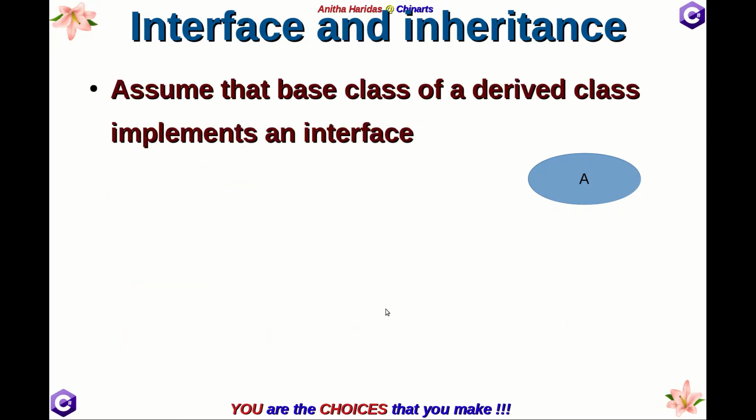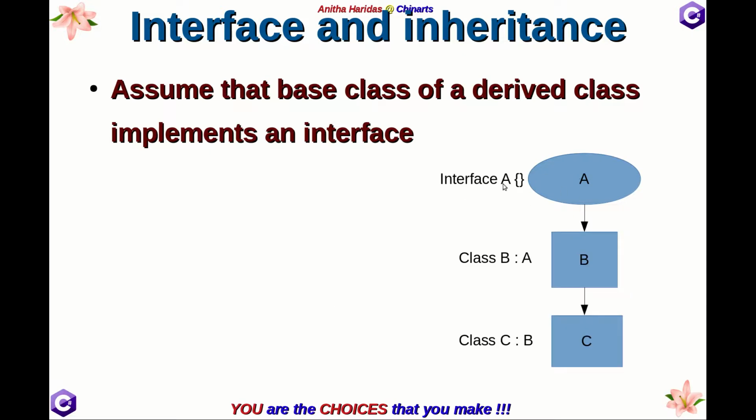And another very important thing you have to remember in interface and inheritance. Assume that a base class of a derived class implements an interface. Let us take this example. A is an interface, B is a class that is inheriting A, and C is another class that is inheriting B. So which is the base class here? B is the base class. Which is the derived class? C is the derived class. So the base class of the derived class implements an interface, so whatever interface members are there, they are all implemented in B.